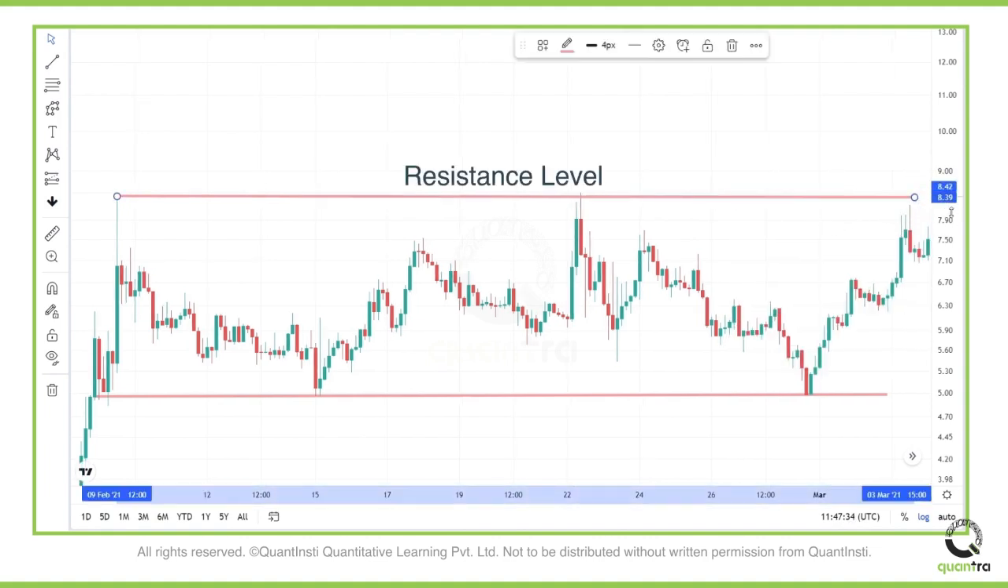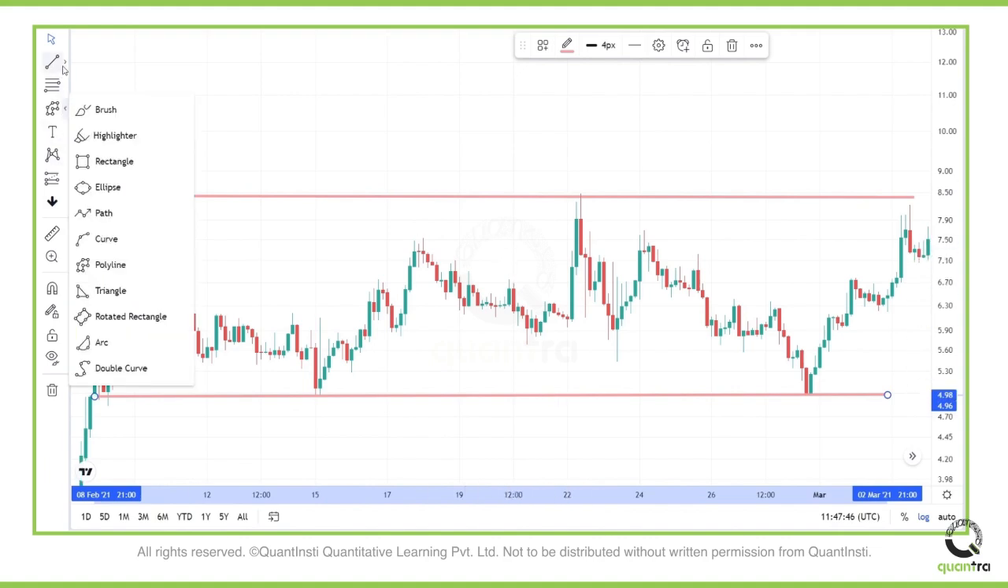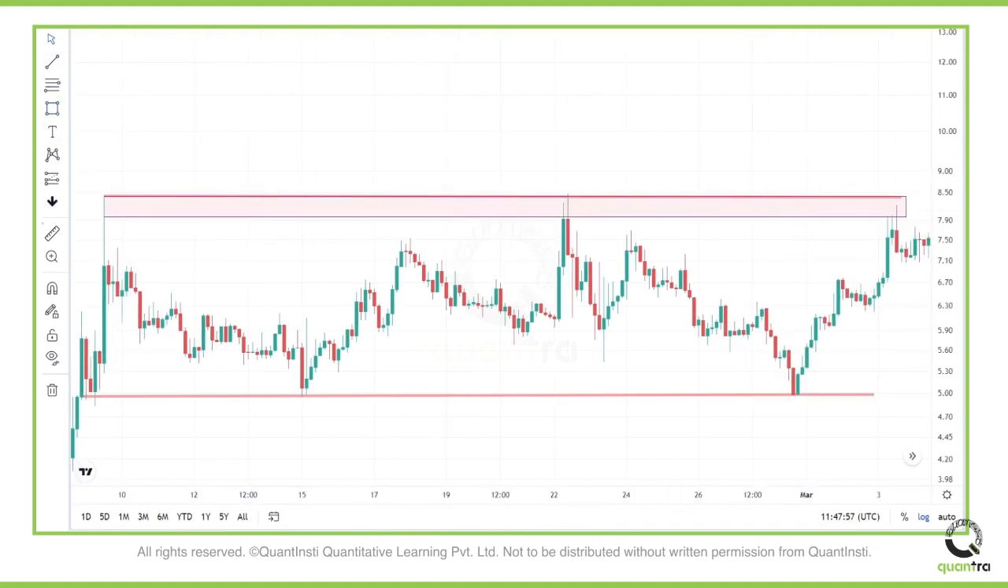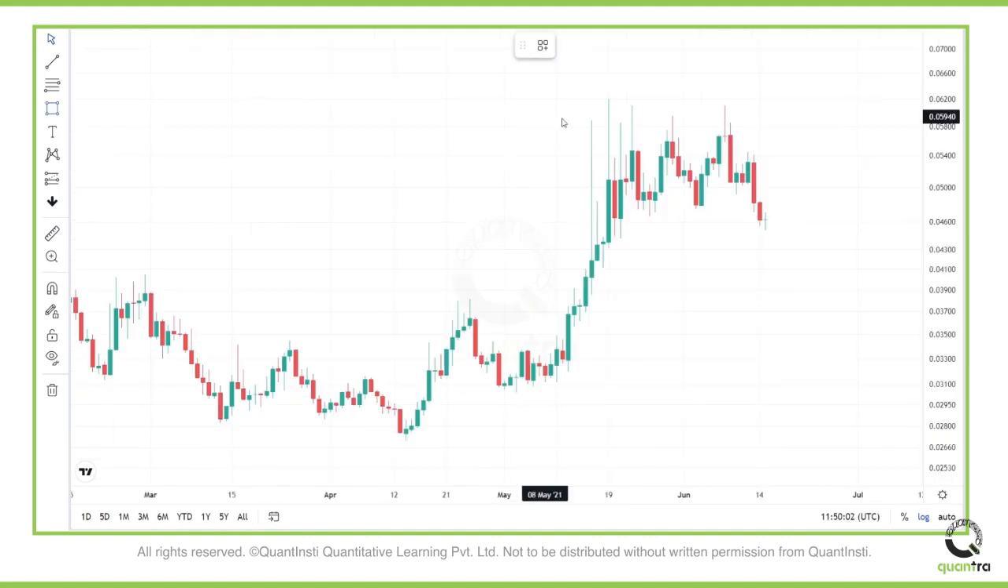Another thing you should keep in mind is, the levels that we have marked here must not be considered precise levels, rather they should be considered zones. You can use the rectangle tool and mark the same in this manner. Also remember, you can identify multiple levels of support and resistance in a chart.